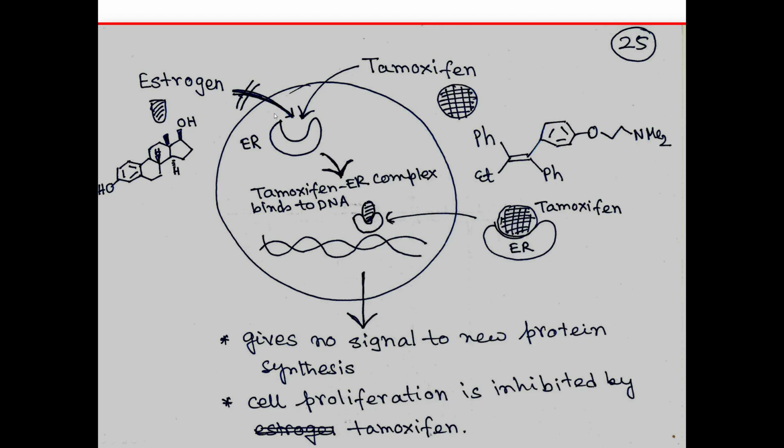So now what we have discussed is that tamoxifen is interacting with the estrogen receptor, and there is no scope for estrogen to come. This is the structure of estrogen. It is a hormone with A, B, C, D tetracyclic rings, and the D ring is called the cyclopentane ring. Now this tamoxifen-estrogen receptor complex binds to the DNA, and it does not give the signal for new protein synthesis.